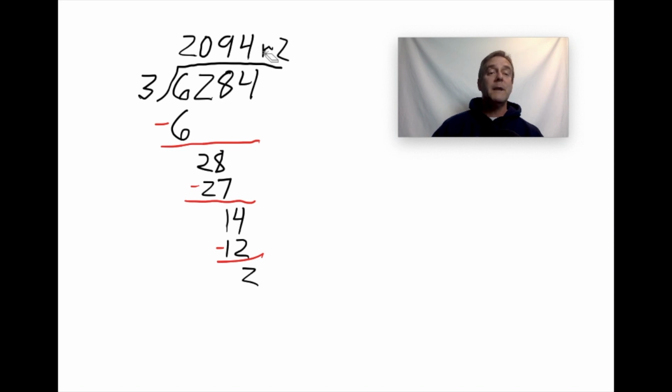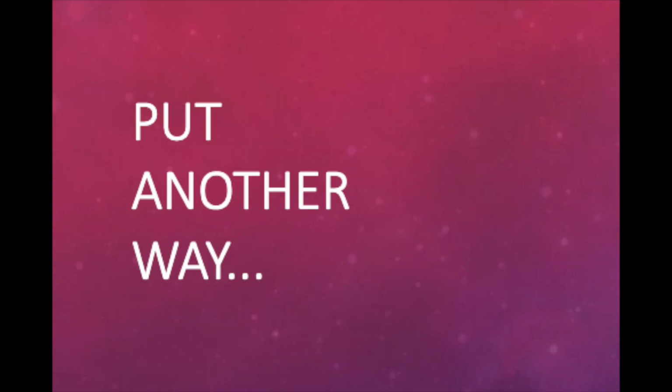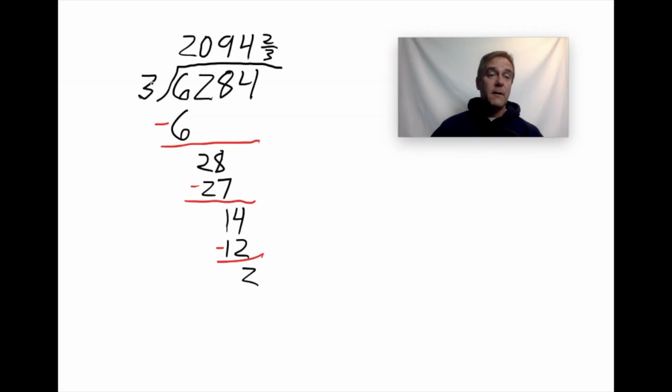I think, however, it makes more sense for us to say that it is 2 which wanted to be divided by 3. There we go. 6,284 divided by 3 is 2,094 2/3. 6,284 divided by 2,094 2/3 would be 3. And perhaps most importantly, 3 times 2,094 2/3 would get us back to 6,284.